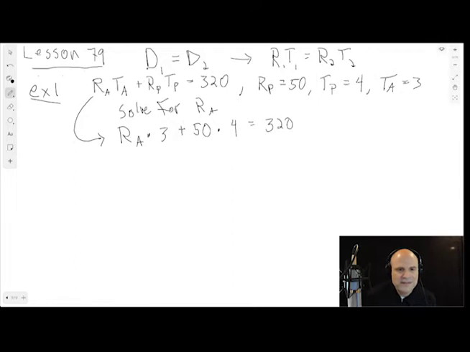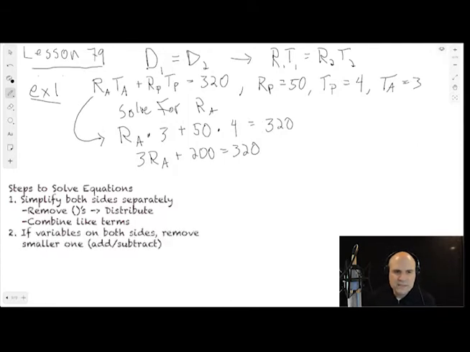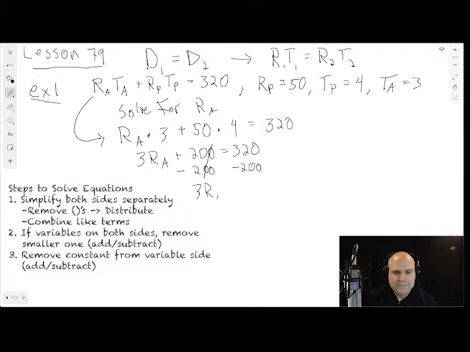All we did was rewrite this equation. Now let's simplify. The first step to solving equations is to simplify both sides separately. We're just cleaning it up. Okay, both sides are simplified. The second step is, if you have variables on both sides, get rid of the smaller one. We don't. So step 3 is get rid of the constant term on the variable side. To get rid of a term, you either add or subtract it. Since this is being added, we subtract it.